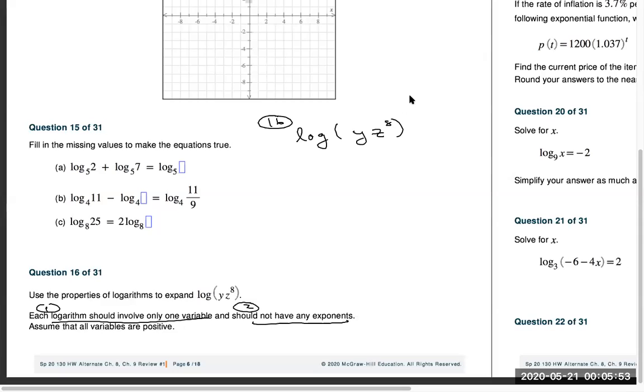All right, so basically one thing to note is if you don't see a base here, that means your base is 10. This is log base 10 of yz to the 8th. You wouldn't actually need to write the 10 in. That's just a helpful note for you, okay? It pops up later. We're just trying to expand this.